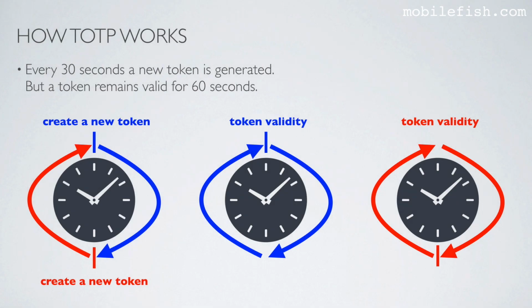So every 30 seconds, a new token is generated. At time 0 seconds, a new token is generated. At time 30 seconds, a new token is generated. But each new token will remain valid for 60 seconds. If you look at this token, it will remain valid for 60 seconds, as you can see over here. After 60 seconds, it becomes invalid. The same applies for this token. This token will remain valid for 60 seconds.